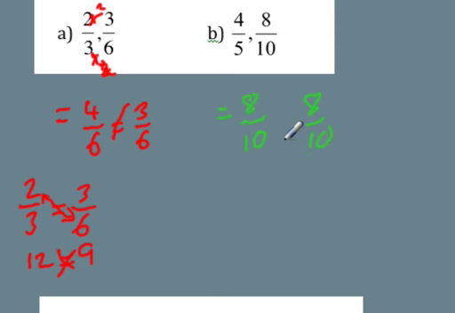So these are equivalent. And if we're going to do the cross multiply, and this is how we're going to solve proportions later on, what you notice is 5 times 8 is 40. It doesn't matter which one you do first. And 4 times 10 is also equal to 40. So since they're equal, they are equivalent. All right.